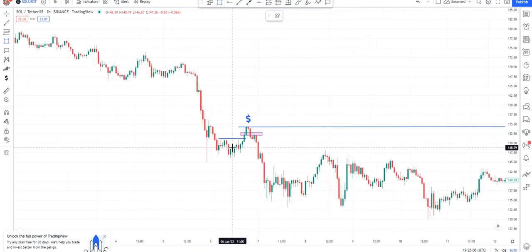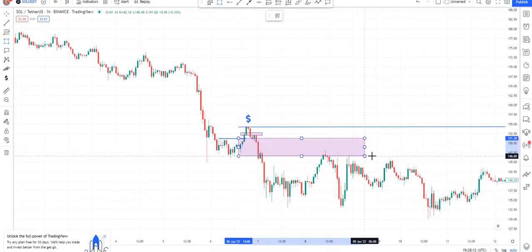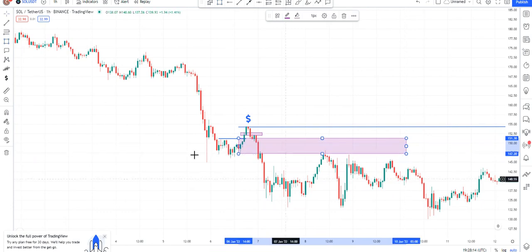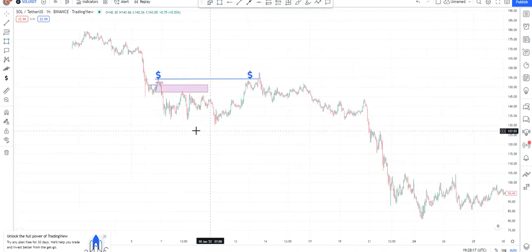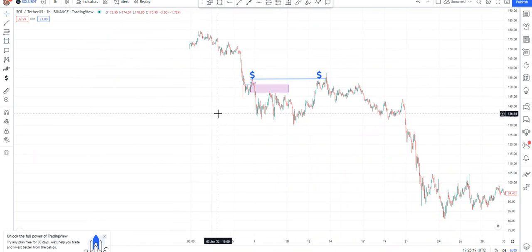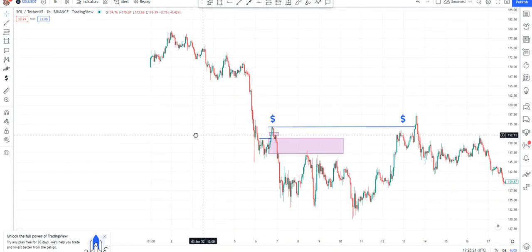Let me zoom in. This red candle from top to bottom, that area is our breaker block territory. So yeah, that's accurate. Nice spotting. Nice one there.